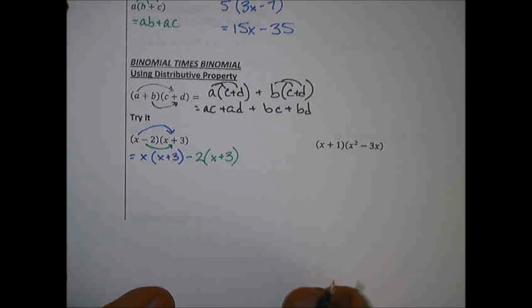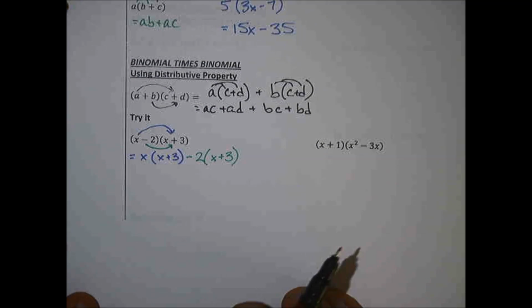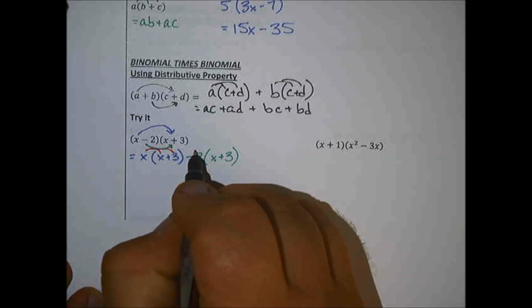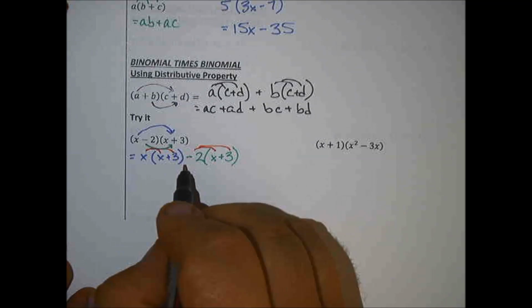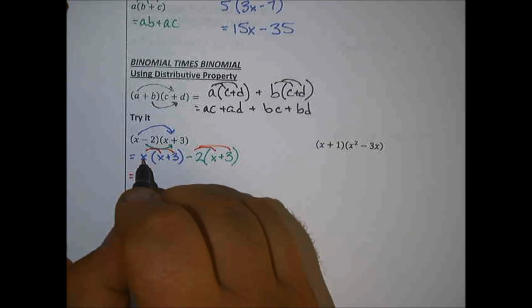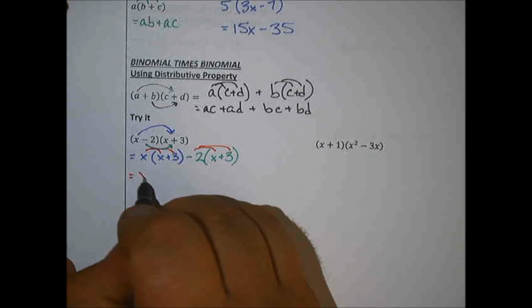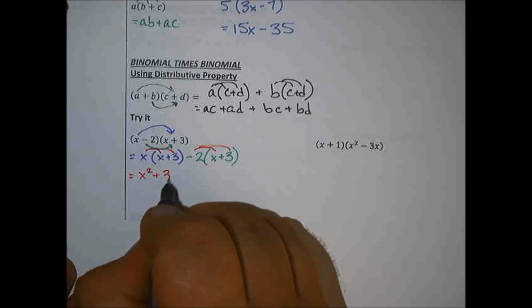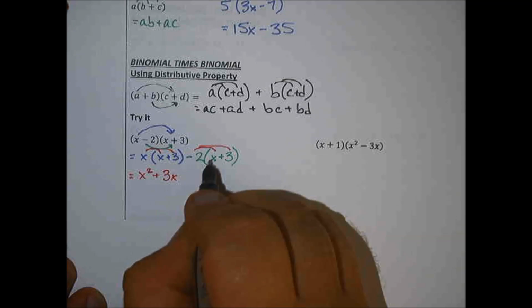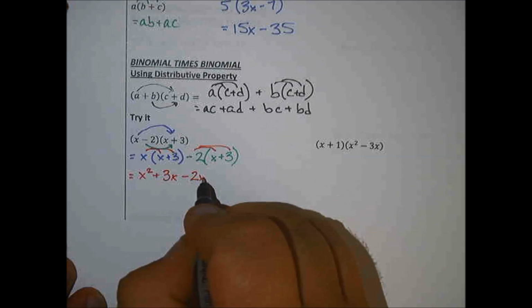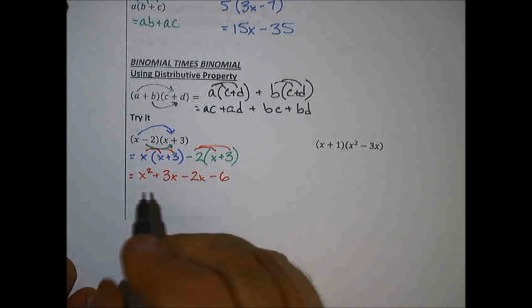Okay, hopefully that color difference helps you see what's going on. But all I need to do now is distribute twice. Remember that that's a negative 2. When I distribute twice, I'll have x times x, x squared, x times 3 plus 3x. Negative 2 times x is negative 2x, and negative 2 times 3 is negative 6.